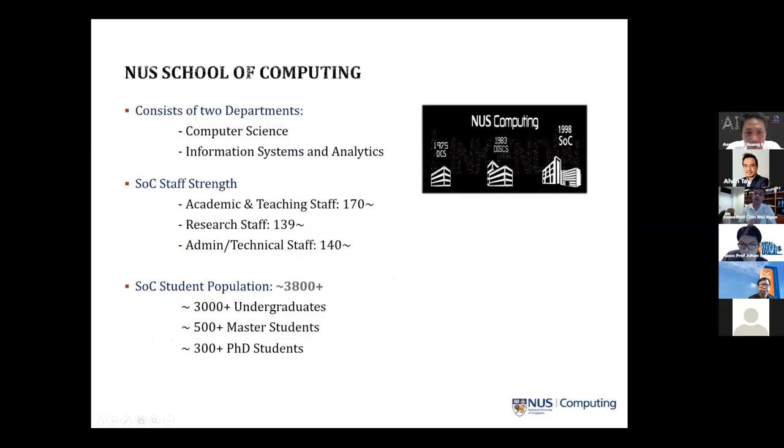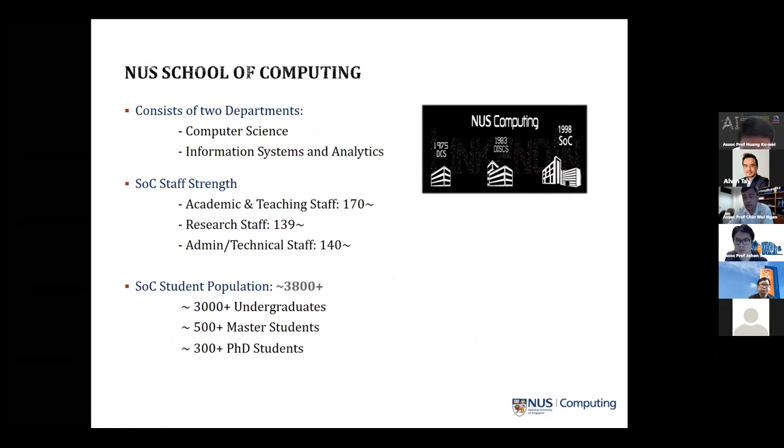For the school itself, let me just briefly introduce the school. We have two main departments. The bigger department is the computer science department, where we have about 80 faculties. And then we also have the information system analytics department, where we have about 30 plus tenure track faculty.